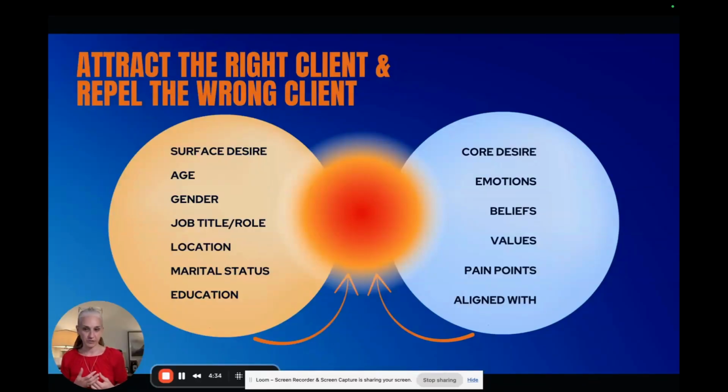What are the emotions they have around the thing that they're struggling with? Are they frustrated? Are they disappointed? Are they annoyed? Are they angry? Are they upset?